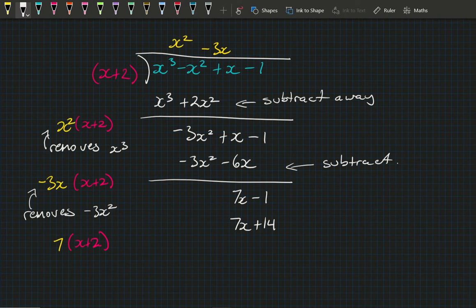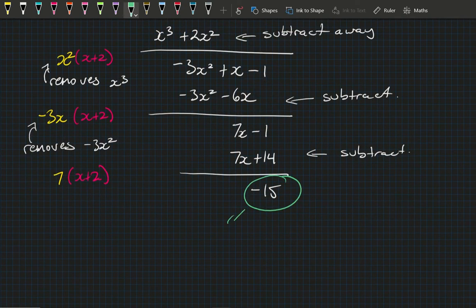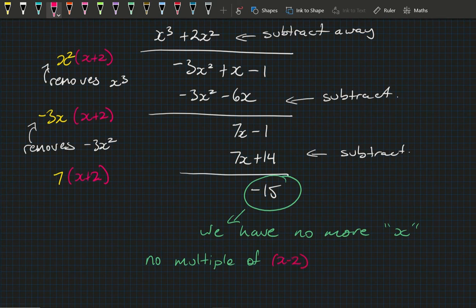Now I need to put the 7 up the top here, by the way. Don't forget that. And now when we subtract away our 7x plus 14, we get minus 15. 7x minus 7x is 0, and 1 minus positive 14 gives me minus 15. So that means that minus 15 is our remainder, because we've got no x terms left. There's no multiple of this linear thing with x that equals minus 15 for all x's. So this is where we stop with the polynomial long division, compared to the numbers.